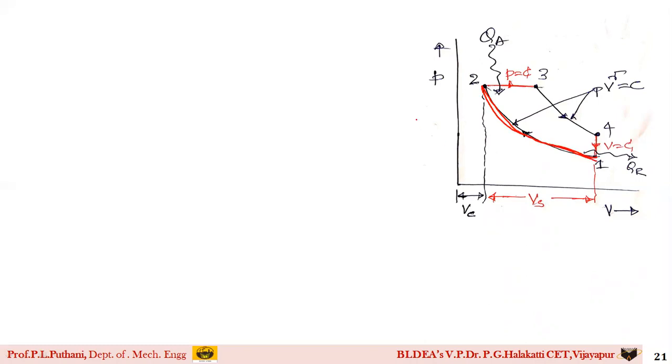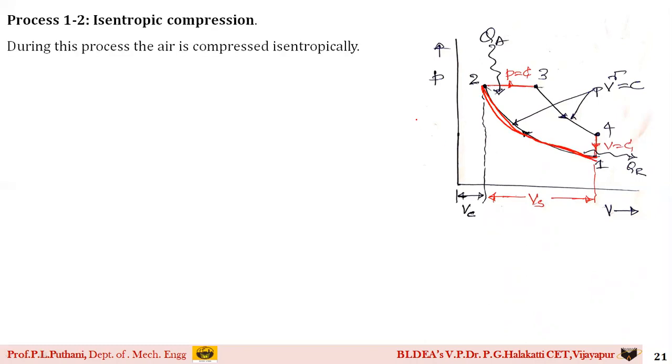For the isentropic compression process, the air is compressed isentropically, and as it is a reversible adiabatic process, you know that for an adiabatic process the heat transfer is 0. That is Q1 to 2 is equal to 0. Then process 2 to 3, students, you can see here. Here heat addition takes place at what process? Constant pressure process.